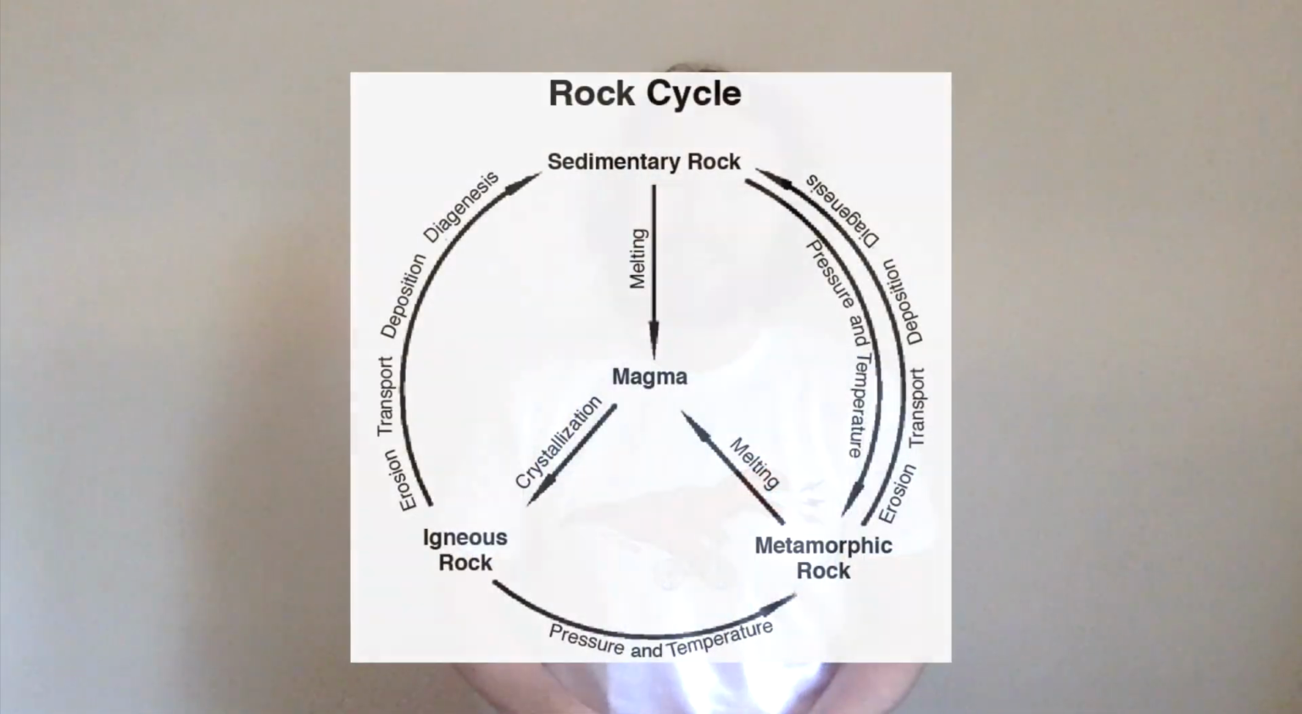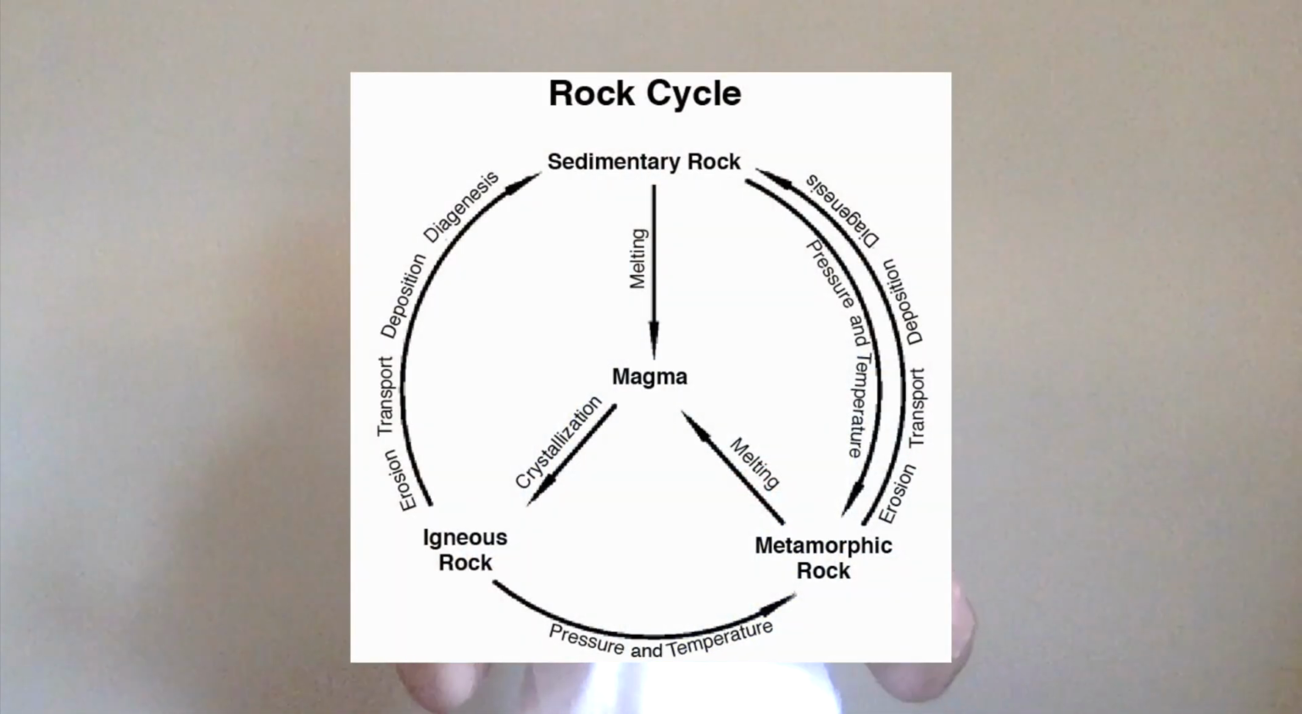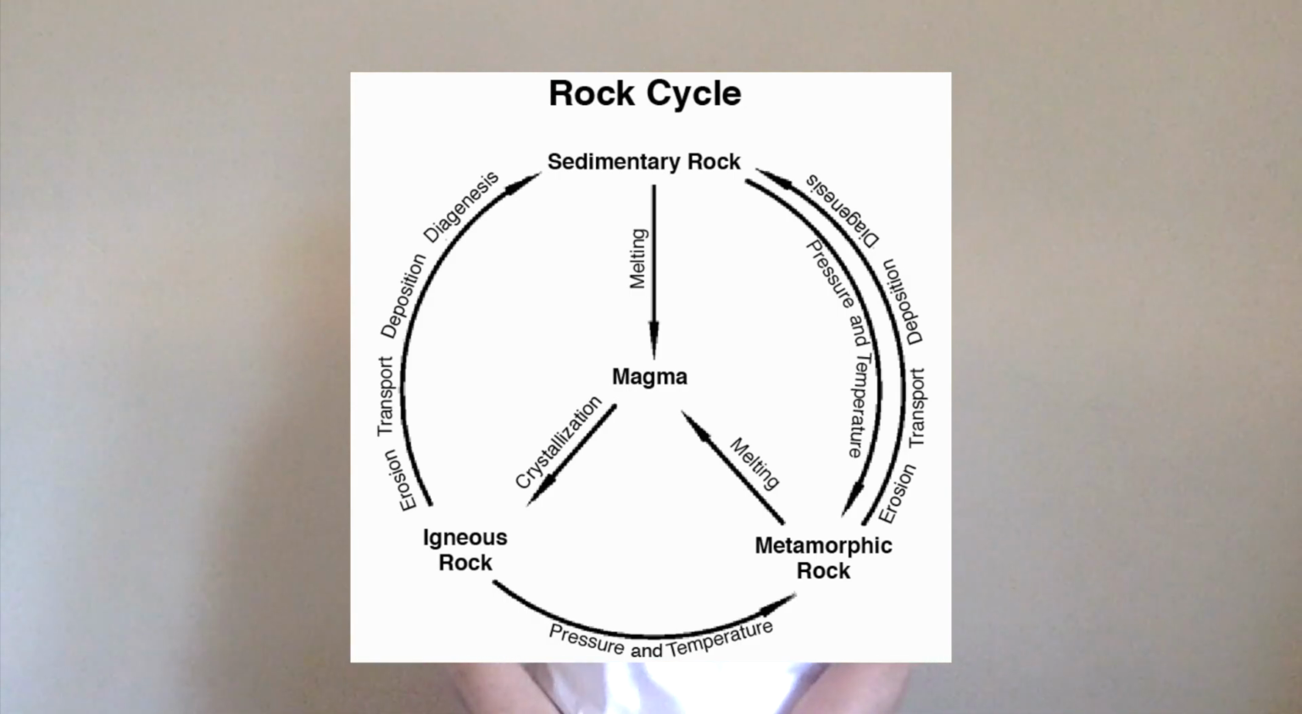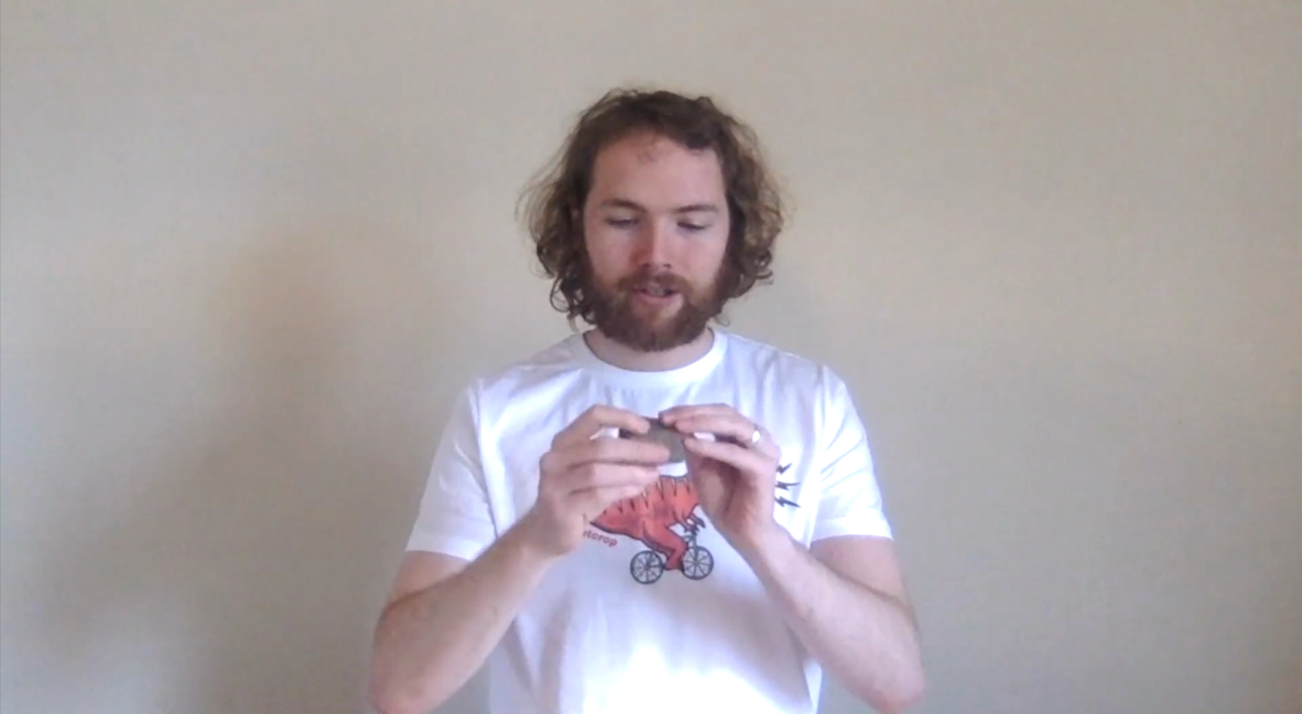So what do I mean when I say the rock cycle? What I mean is the transformation of one rock type into another, and back to the first. Basically all the rocks on Earth can transform and change in nature. And so we have our three main types of rock. We have our igneous, here's a piece of Aberdonian granite. We have our sedimentary rock, here is some mudstone, and here we have a metamorphic rock.